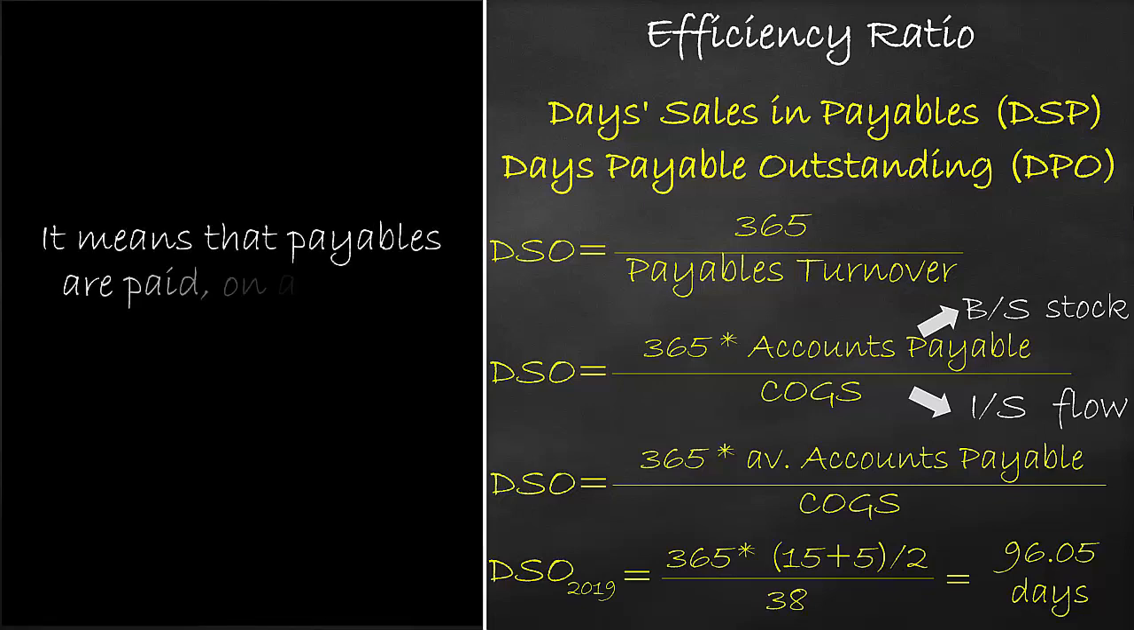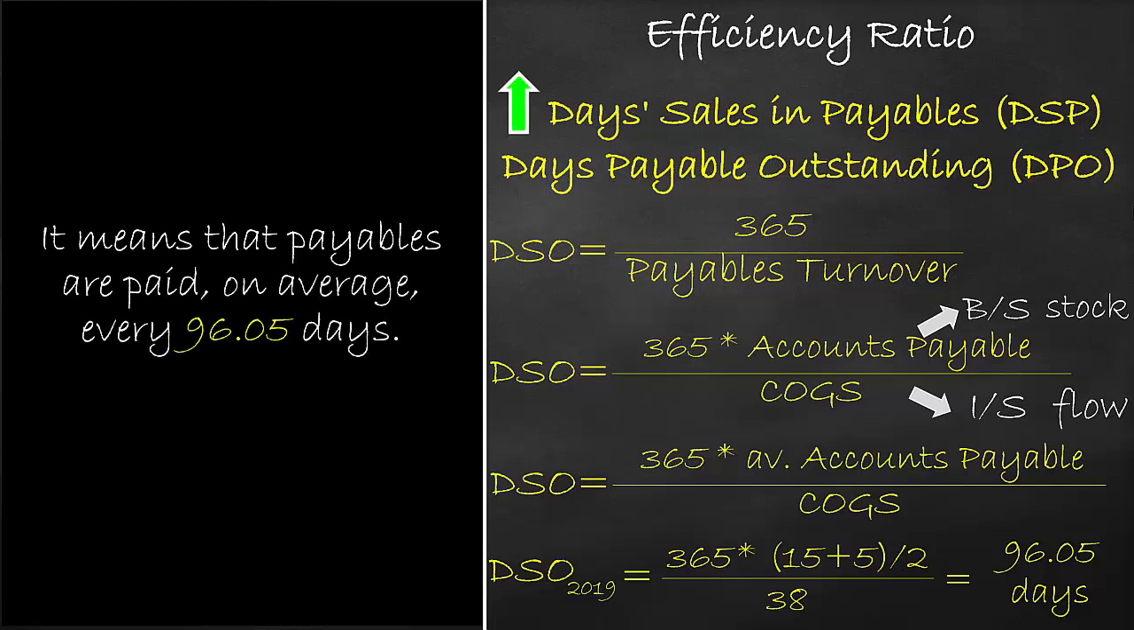The unit of the days payable outstanding ratio is days. This means that payables are paid, on average, every 96.05 days. The longer the days payable outstanding, the better.